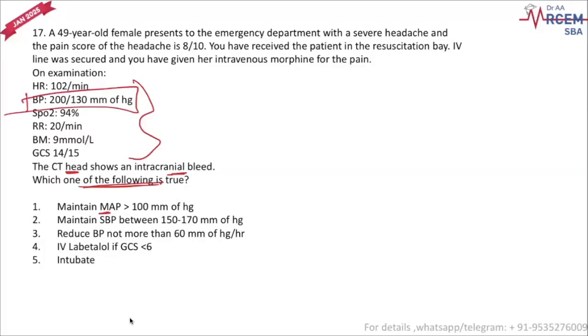Maintain a mean arterial pressure of more than 100. No, it is not recommended. It is wrong. Maintain a systolic blood pressure of less than 140. What is the recommendation? Again, wrong. Reduce the blood pressure not more than 60 millimeters of mercury per hour. Yes, it is the right one.